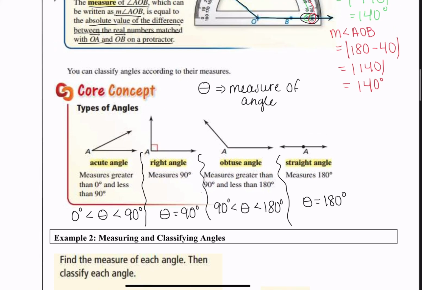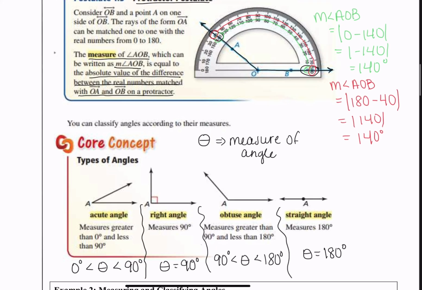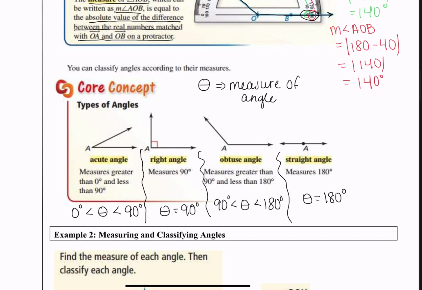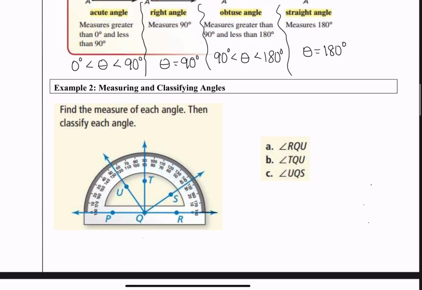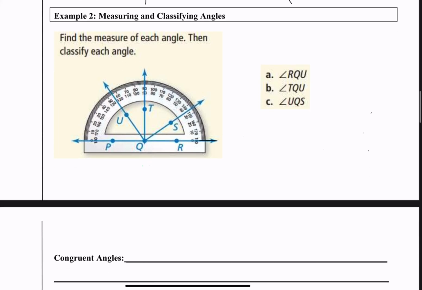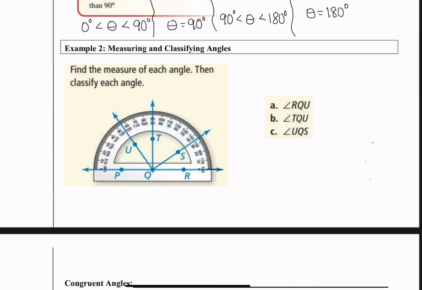Okay, now taking these two things, the protractor postulate and the different types of angles, we are going to measure and classify angles here. So I've got 3 angles that I'm going to measure and then classify. And I'll use different colors. So let's start with angle RQU. All right, so for A, I'm going to go up here. We're going to find the measure of angle RQU.